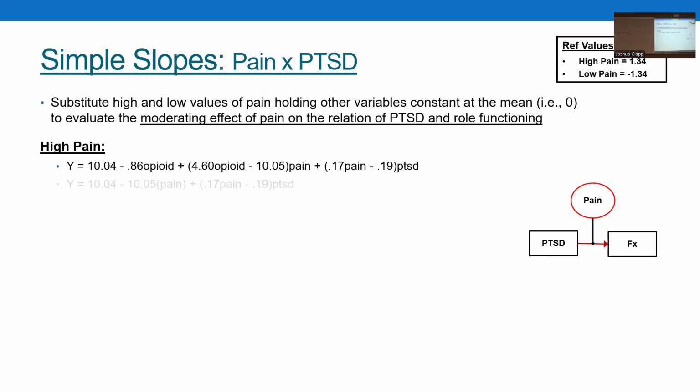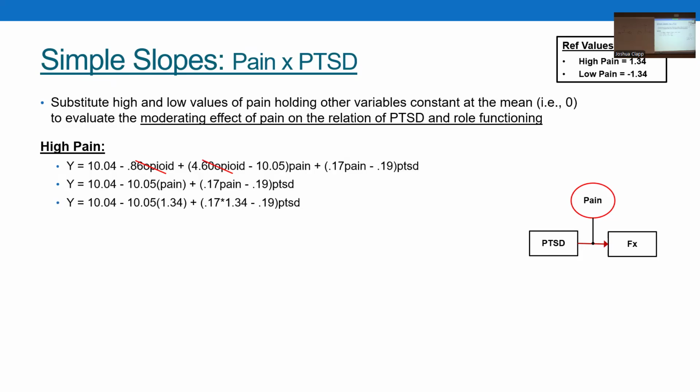In my restructured equation, is opiate use relevant to what I'm talking about? Nope. In my model, what does controlling for opiate use mean? Opiate use is 0. And this is really nice. Again, another thing mathematically when we're centering things: if I'm holding things constant at 0, things just go away. So controlling for opiate use, I'm just plugging 0 in there. Those two terms go away, right? And so I'm left with 10.04 minus 10.05 pain plus 0.17 pain minus 0.9 opiate or PTSD.